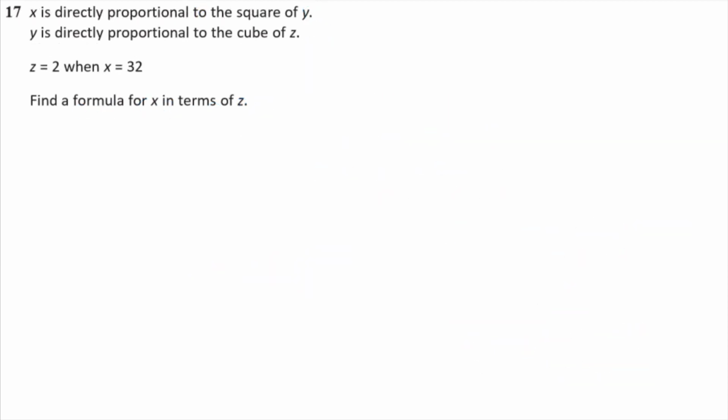Question 17. X is directly proportional to the square of y. Y is directly proportional to the cube of z. Z equals 2 when x equals 32. Find a formula for x in terms of z.